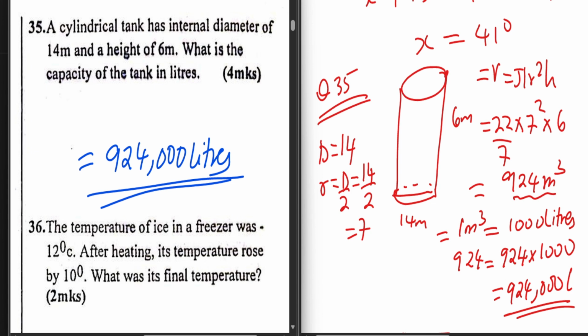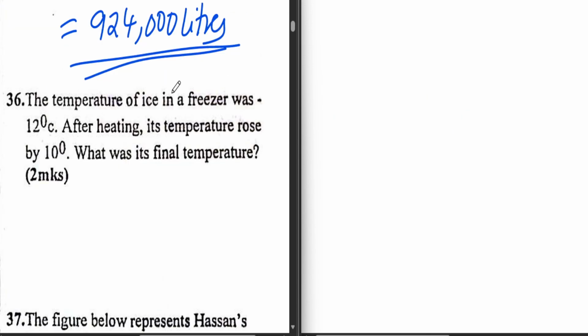Okay, let's finish with question 36 and then 37. Okay, question 36. The temperature of ice in a freezer was negative 12 degrees Celsius. After heating, its temperature rose by 10 degrees Celsius. What was its final temperature?